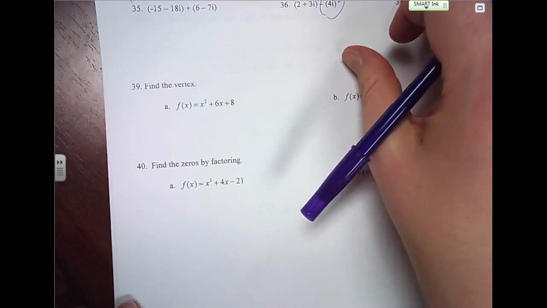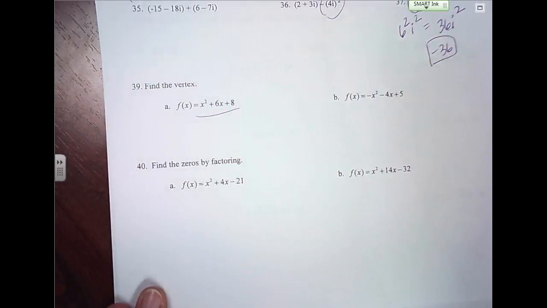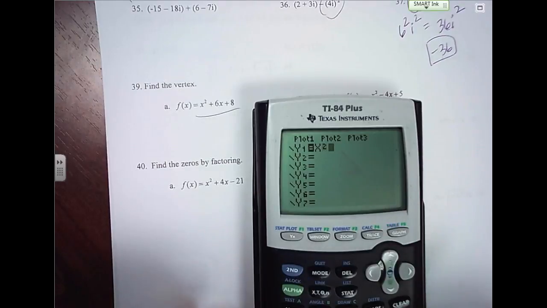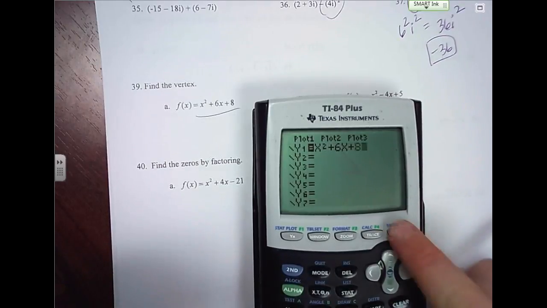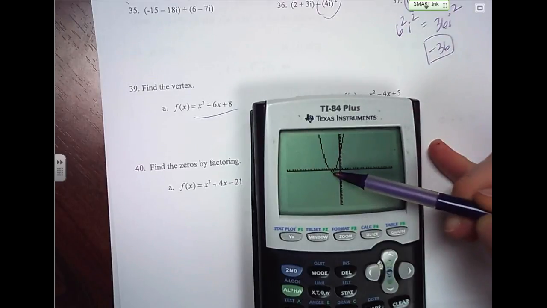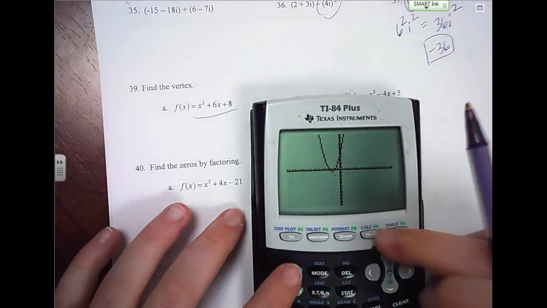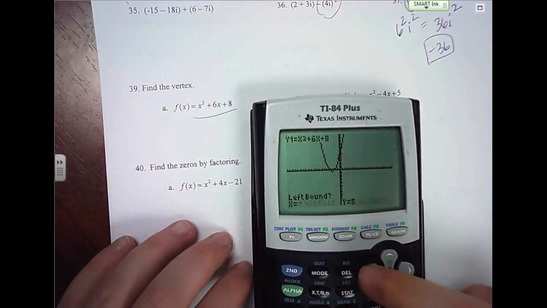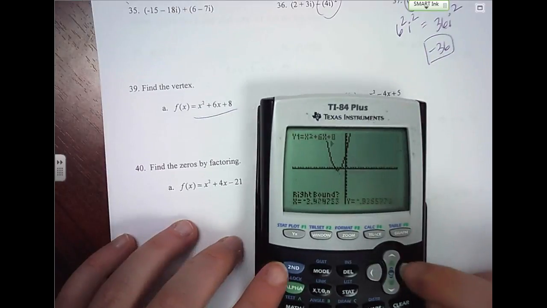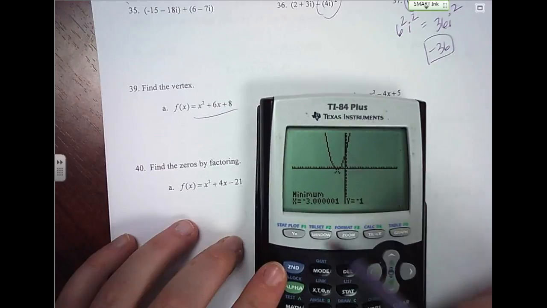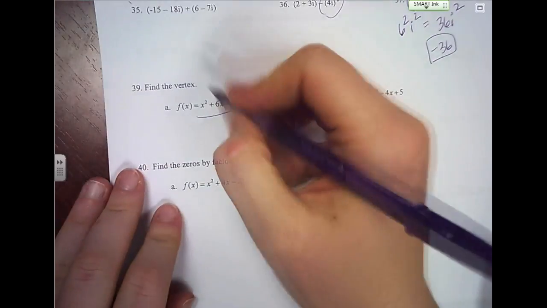Okay, finding the vertex. So this you're going to put just in your calculator. So the vertex is the lowest or highest point on a graph. So when I graph this, like that, the vertex is this low point here. So this is a minimum. So I'm going to go second trace, and I want to find what that minimum is. So it asks me to go left bound. So go left a little bit, right a little bit, and then I want to go right on it. So the vertex is -3, -1.